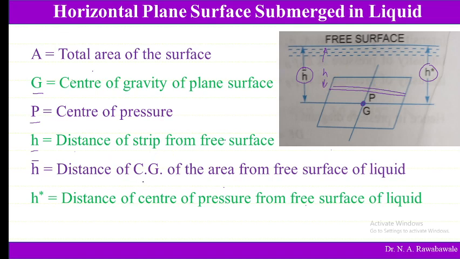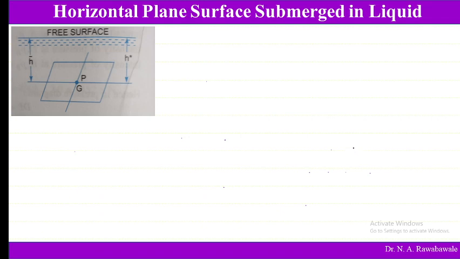H bar is the distance of the center of gravity of the area from the free surface of the liquid, and H star is the distance of the center of pressure from the free surface of the liquid. So what we can understand is H bar is equal to H star. This surface is horizontal, therefore all are at the same distance from the free surface. So the force acting over this horizontal surface submerged in a liquid can be given by the equation rho g A H bar, or H.